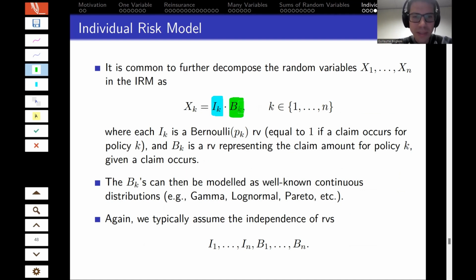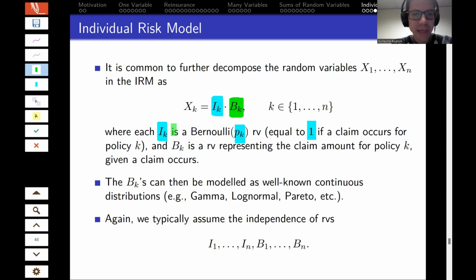Now what are those things? IK is just a Bernoulli, a 0-1 random variable, with a certain probability PK. Because we assume that those X's might have different distributions, those PKs might be different. P1 might be different from P2, from P3, and so on. It represents the occurrence of a claim for that specific contract. IK would be 1 if a claim occurs for policy K.